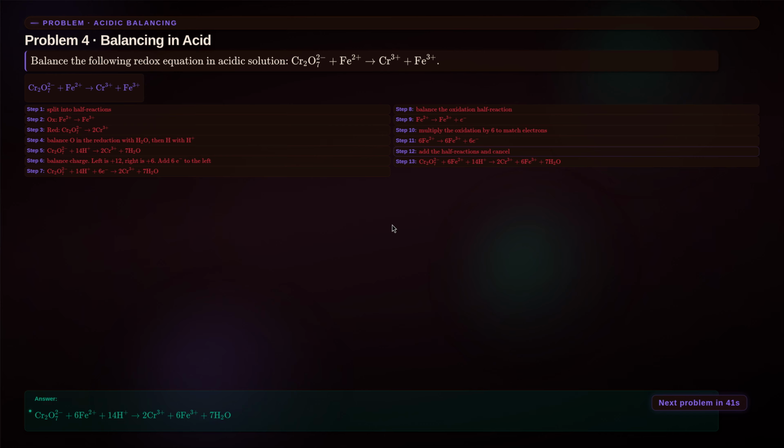Step 4. Equalize electrons. Multiply the oxidation half by 6. 6 Fe2+ gives 6 Fe3+ plus 6 e-. Step 5. Add the half reactions. Cr2O7 2- plus 14H+ plus 6 Fe2+ gives 2 Cr3+ plus 7H2O plus 6 Fe3+.